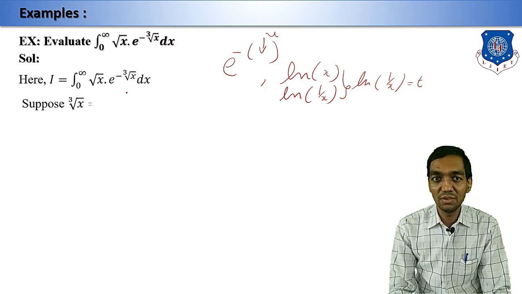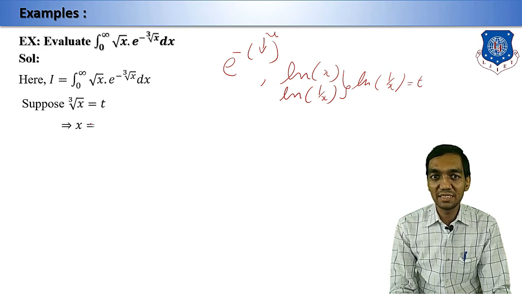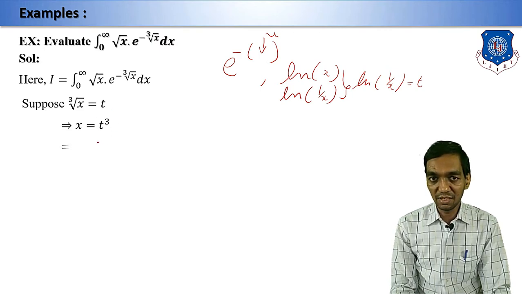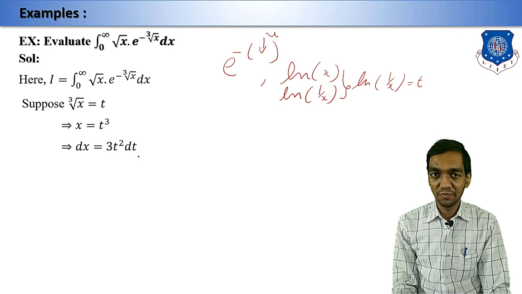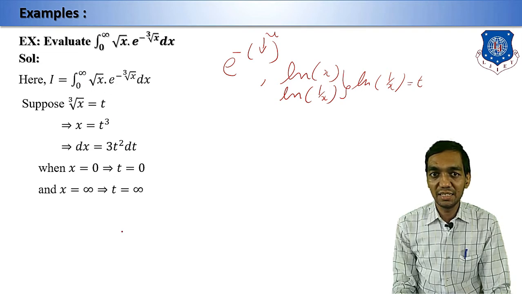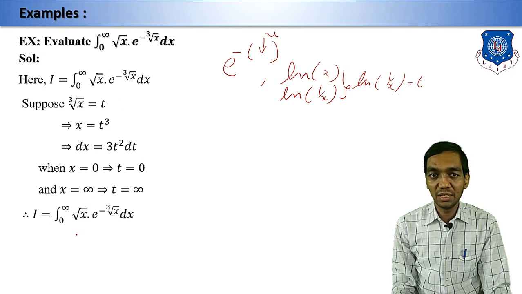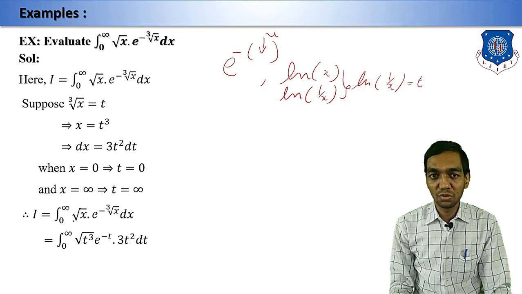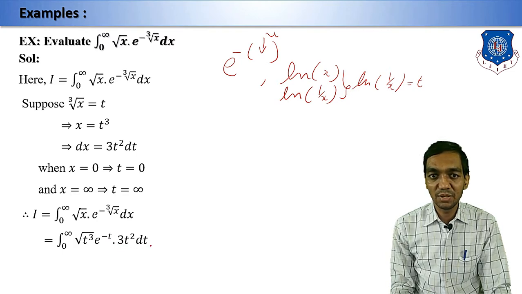Then we are going to start with the supposition cube root of x is equal to t. That will give x is equal to t cube, and dx is equal to 3t square dt. Correct? Now the limits. When x is 0, then t is 0. And when x is infinite, then t is infinite. Correct? So if you put the values here, then you will have integration 0 to infinity, cube root of t cube, because x is equal to t cube, into e raised to minus t, into dx, which will be 3t square dt.